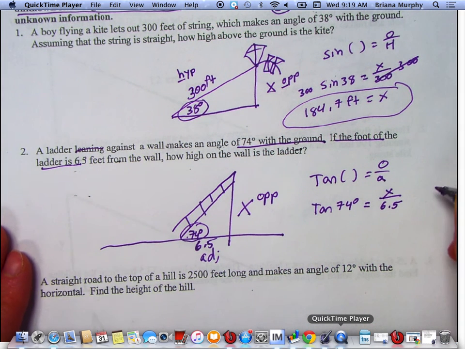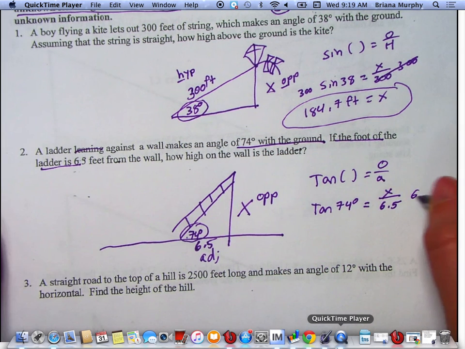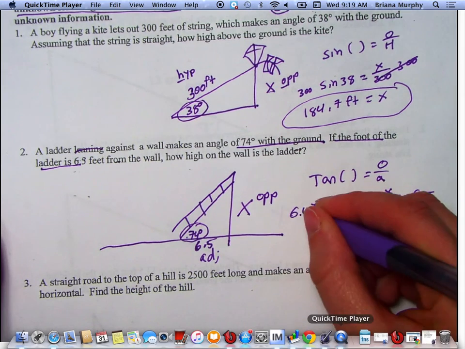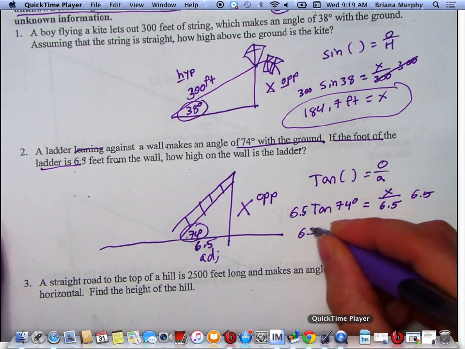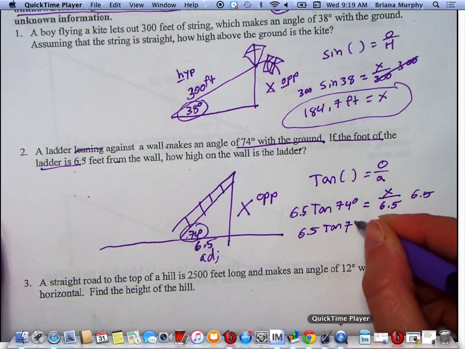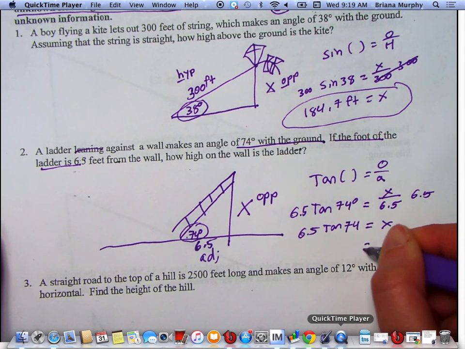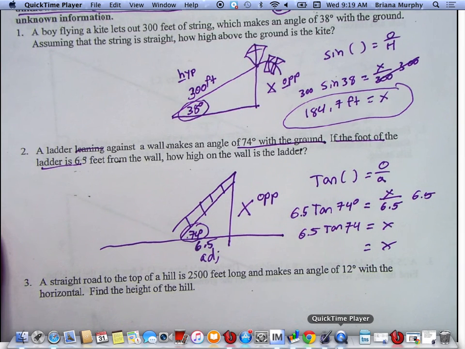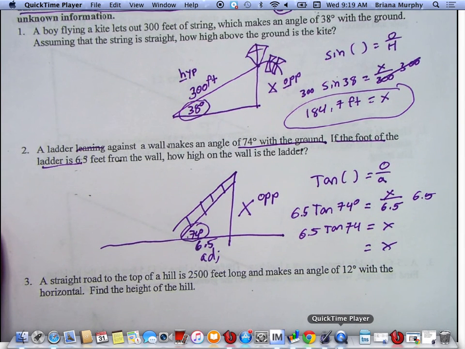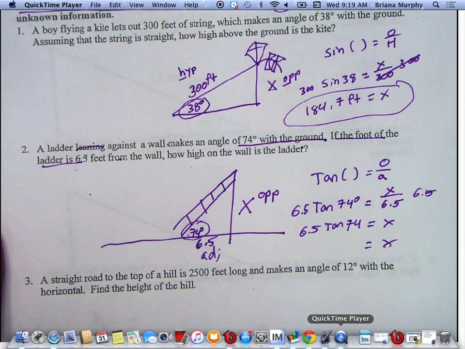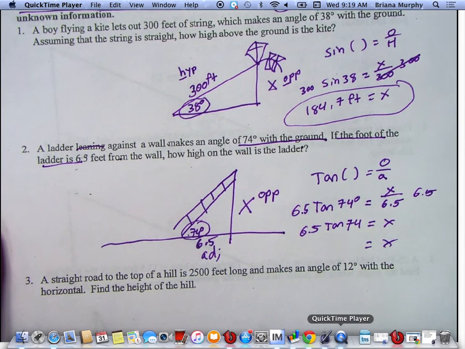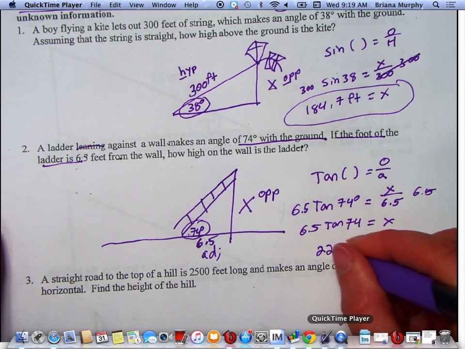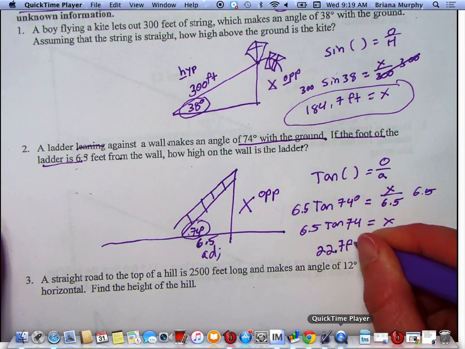So now I times by 6.5, and I put 6.5 tan 74 in my calculator. What does it equal? Put in your calculator. 22.7 feet. Okay.